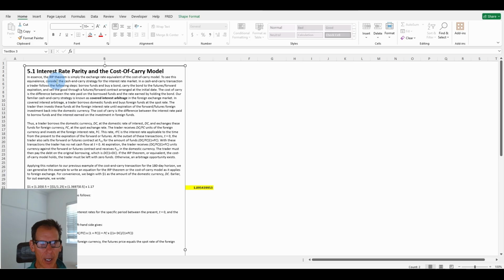In essence, the IRP theorem is simply the exchange rate equivalent of the cost of carry model. To see this equivalence, consider the cash and carry strategy for the interest rate market.